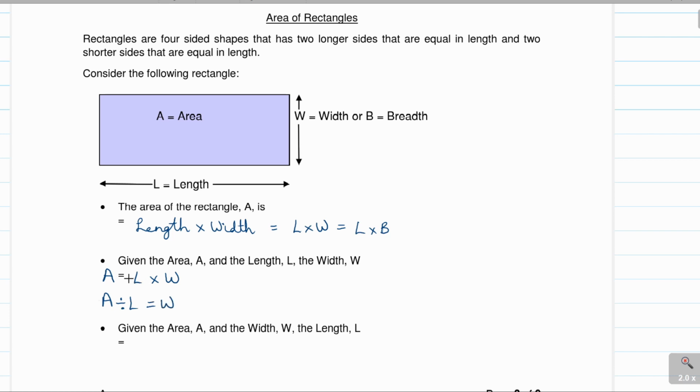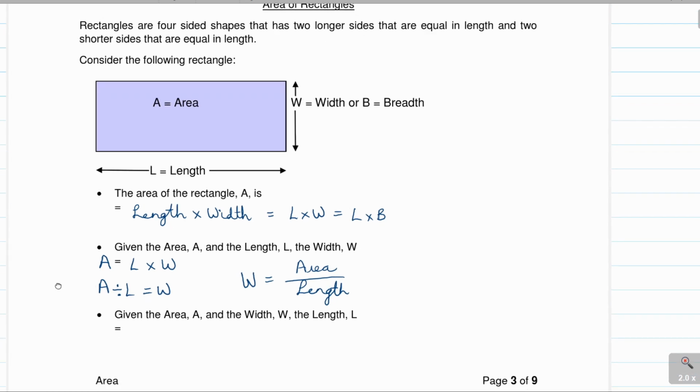Alright, so on this side we're multiplying by the length. And when we carry the length across to the other side of the equal sign, we do the opposite, we divide. So the width is equal to the area divided by the length. Alright, and this is another formula for you to learn. Or you just learn to rearrange it.